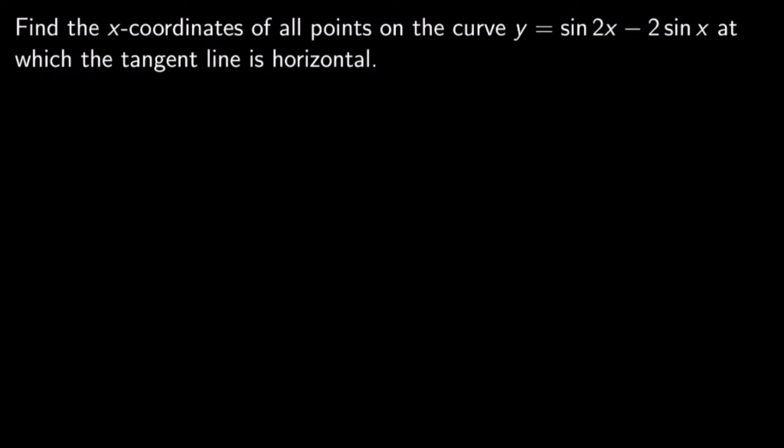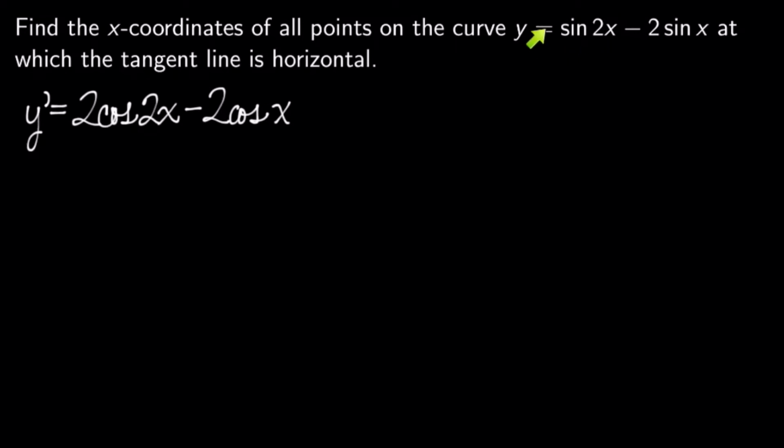So I need to find all the x-coordinates of all the points on this curve where the tangent line is horizontal, and you should know tangent line horizontal means derivative equal to 0. So that means I'm going to take the derivative, I'm going to set it equal to 0, and I'm going to solve. The derivative is a chain rule type problem, right?